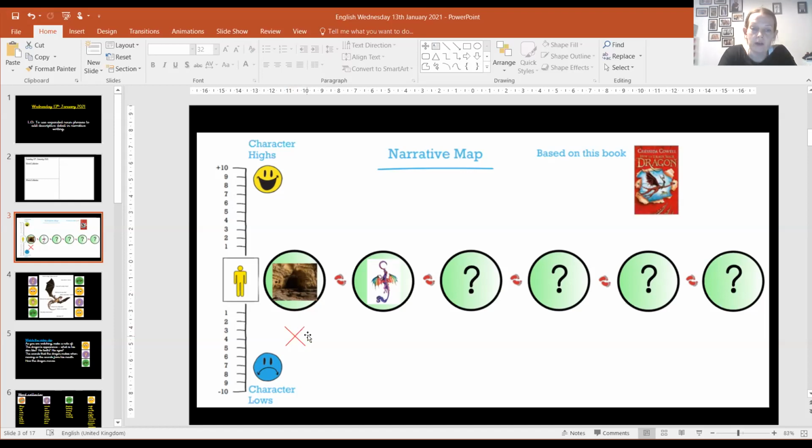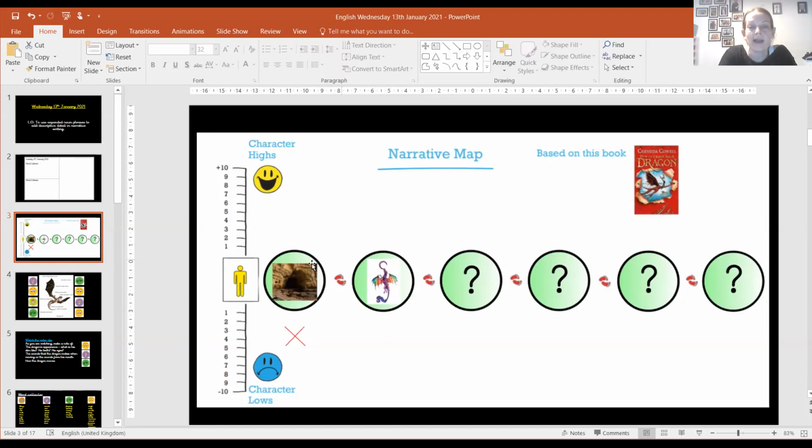Now, often we will have a series of negatives and then we might have a positive. This is very useful to use so that we can collect either negative or positive vocabulary for our plot point. Okay, so we've looked at plot point 1 and we're moving on to plot point 2.